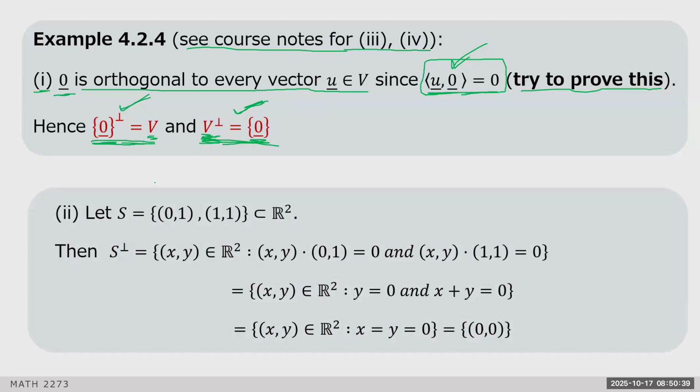But what if we take as a set not the entire space, and not the zero vector? For example, again, what if we are in R squared, and I give you the set S. The set S does not need to be finite, by the way. But in this case, let's say it's just these two vectors, (0,1) and (1,1). That's the set. And I ask you, find for me the orthogonal complement of S. So I want to find S perpendicular.